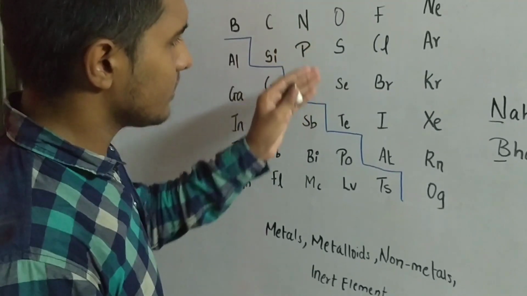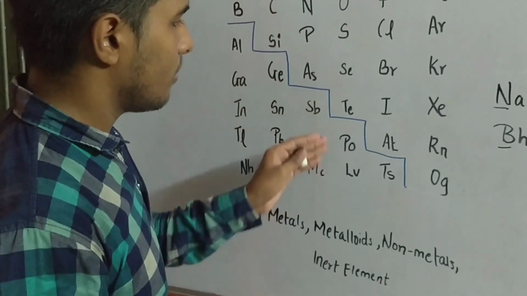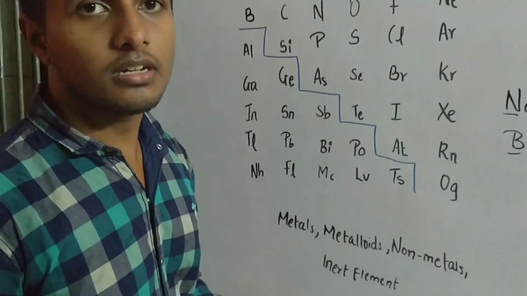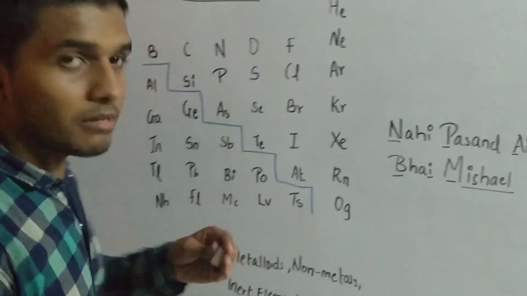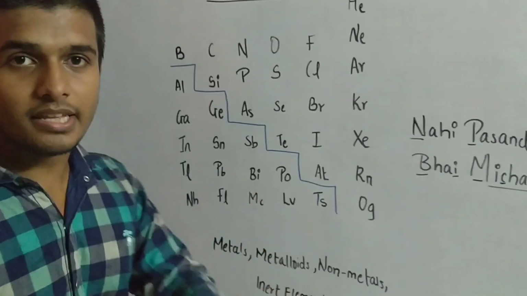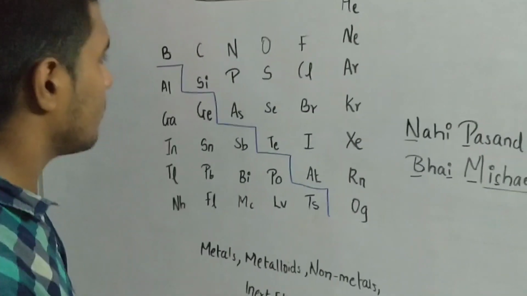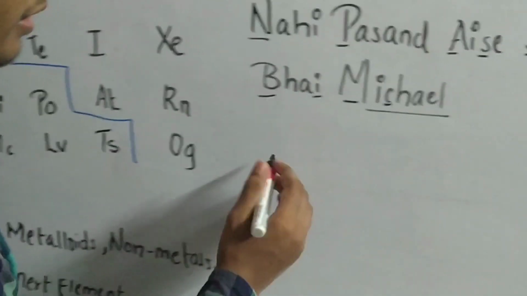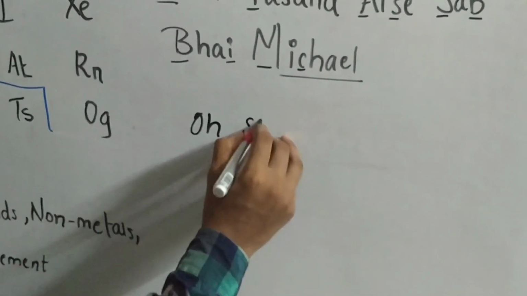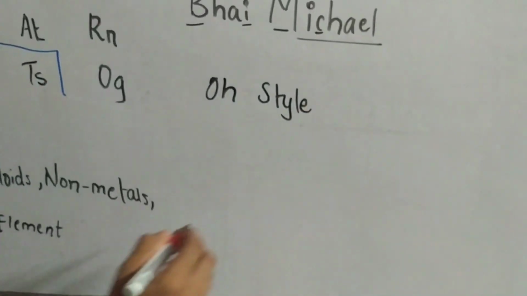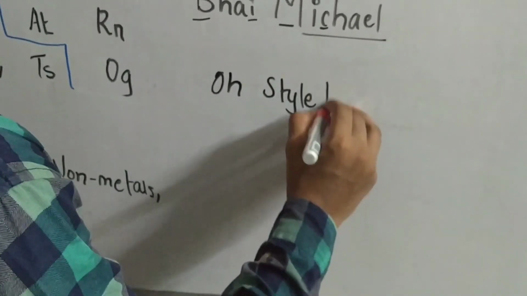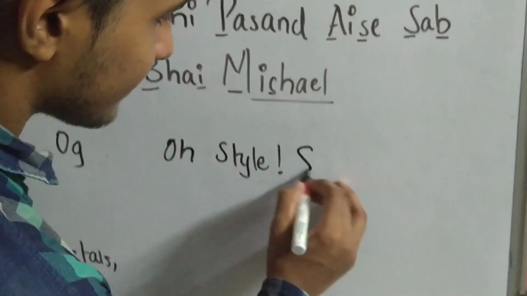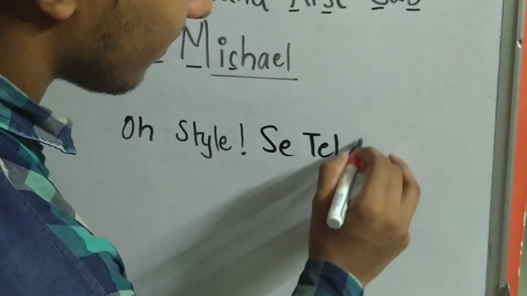Oxygen, sulfur, selenium, tellurium, polonium, livermorium. These are the elements. It's very difficult to just memorize these elements by their names itself. So I have made a line for that also, which is again in English, but it's a little bit English and a little bit Hindi. O, style, say, tell, polish.